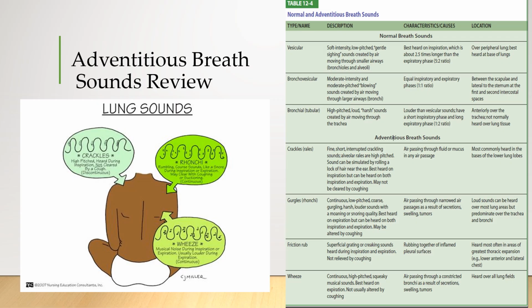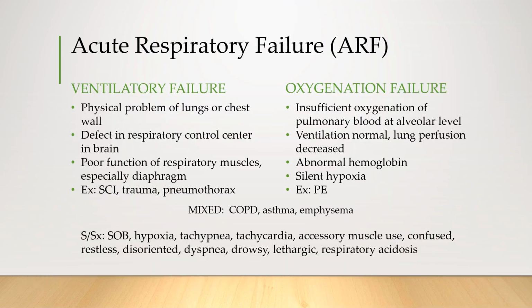Ava changes breath sounds. So you've got your rhonchi, you've got your wheezing, you've got your notable no breath sounds, which means a pneumothorax. So, acute respiratory failure. There are two main classifications of this. The first one is ventilator failure, which means there's a physical problem with the lung or the chest wall.